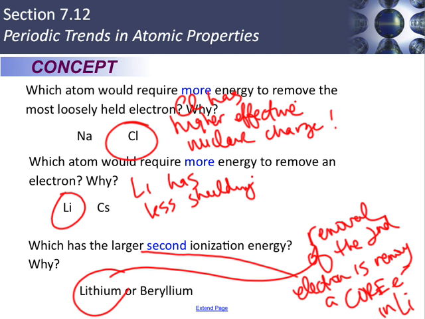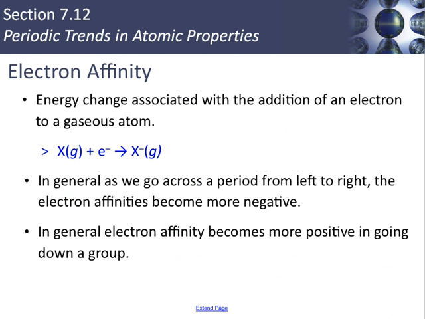Now we're on our last trend. This is the craziest trend ever. I don't know why it wasn't thrown out of the curriculum. I'm going to teach it, but they rarely used to test on it. We'll see how much they test on it now. But electron affinity is the energy change associated with the addition of an electron to an atom. So it's kind of like the opposite of ionization energy.